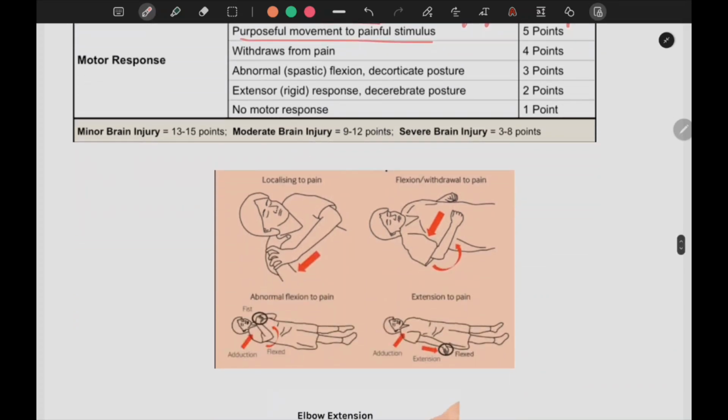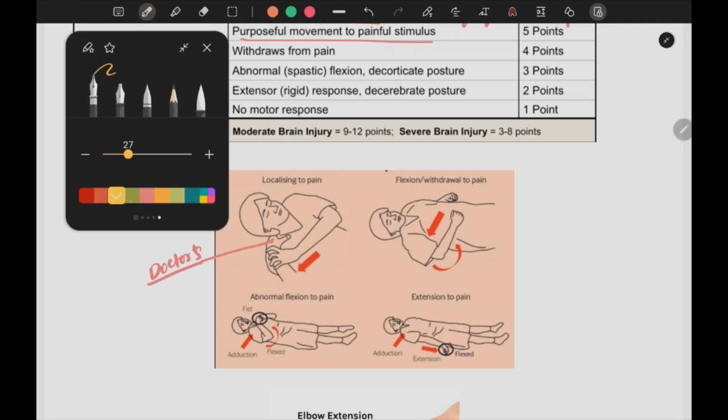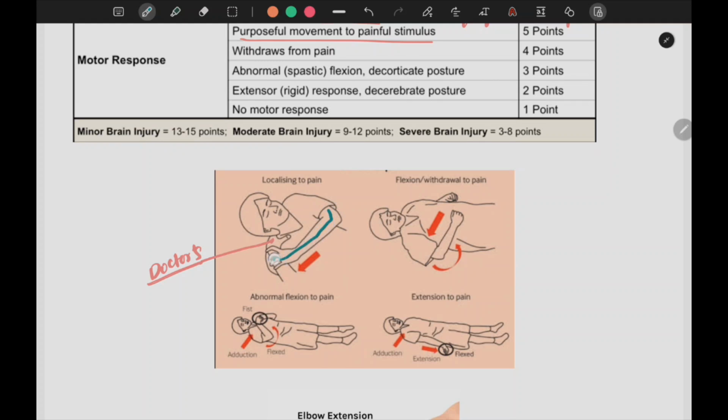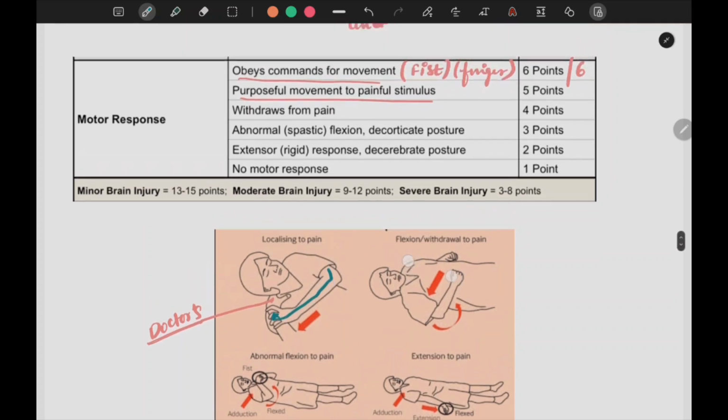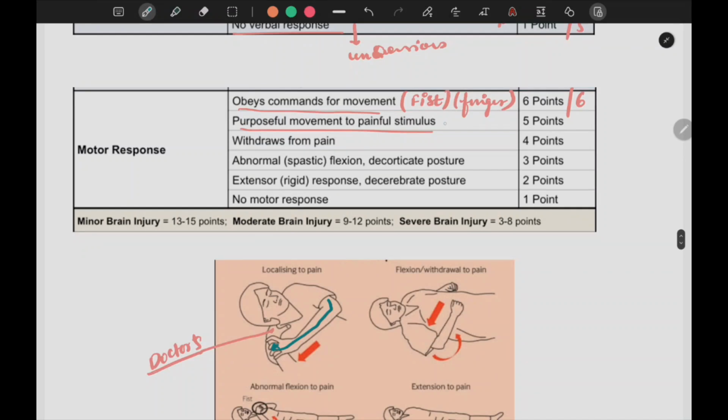When there is a purposeful movement to the painful stimulus. Now see in this picture. For example, this is your hand, okay? This is the doctor's hand, and he is putting pressure here on the shoulder neck region. Now what will happen? The patient will immediately raise up his hand and he will try to move your hand because he is feeling pain here. Now this is said as purposeful movement to a painful stimulus. He moved his hand and removed your hand, right? That is localizing to pain. He knows where the pressing is causing pain and he wants to remove the hand. That is what you say as purposeful movement. And here you give a score of 5 out of 6.